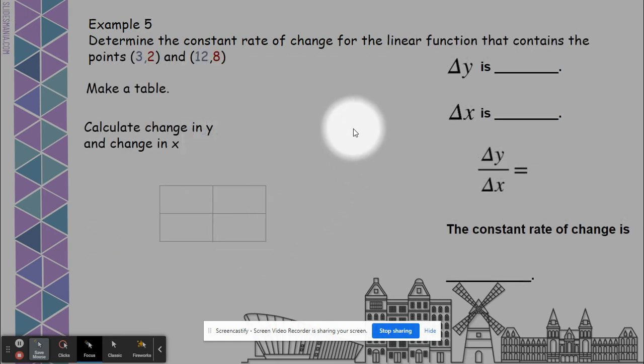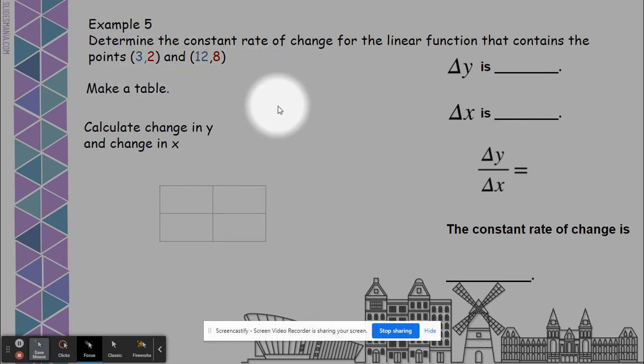Okay, now what if I just had 2 points? I don't even have a graph. I don't even have a picture. I don't have a table. Well, you know what? As long as you have 2 points that are on a linear function, you can make the table yourself, just like you did for the graph, only this time you don't have to find the points. We tell you what the points are.